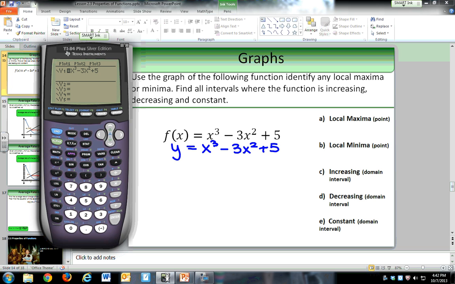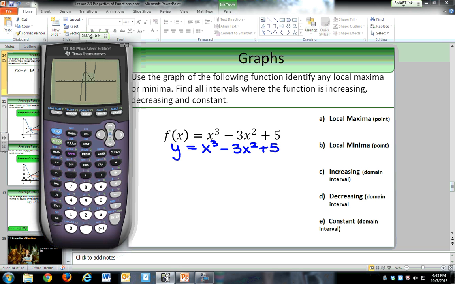When we graph it, just go ahead and click zoom 6. That's the standard -10 to 10. If that doesn't work, you would have to fidget with the window, but when we hit zoom 6, that just gives us -10 to 10 on both the x and the y. So here we can see on this graph, we have some local max and we have some local min. It's also increasing in places, decreasing in places.